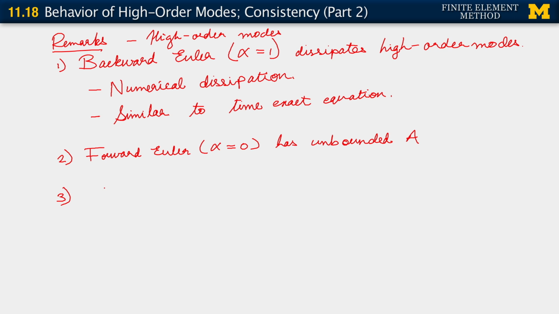Remark 3 is that the surprising thing, or it may be a surprise, is that the midpoint rule, which is alpha equals 1/2, has, as we've seen, A tending to minus 1. What does this mean? It means that d^(n+1) for a high order mode, if d^(n+1) is the modal coefficient of a high order mode, is equal to minus d^n. This leads to oscillatory behavior in the high order modes.